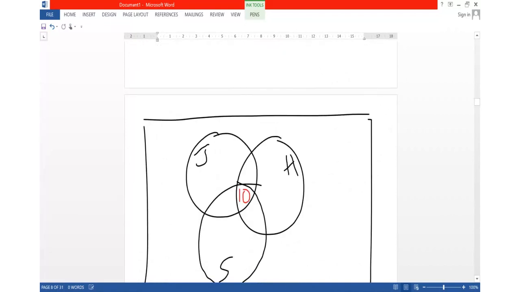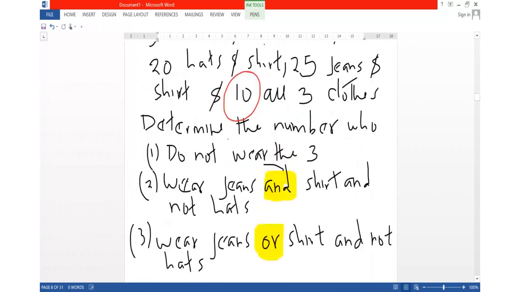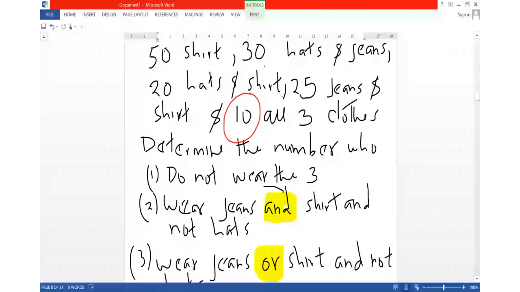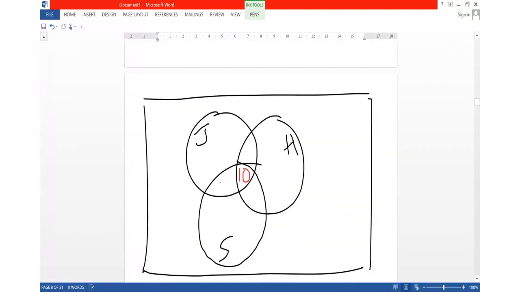Then I'll go to the intersection of two, moving backwards. 25 are doing jeans and shirts. You can see the intersection here, jeans and shirts. But already we have listed 10. So the remaining one will be 25 minus 10, which is 15.